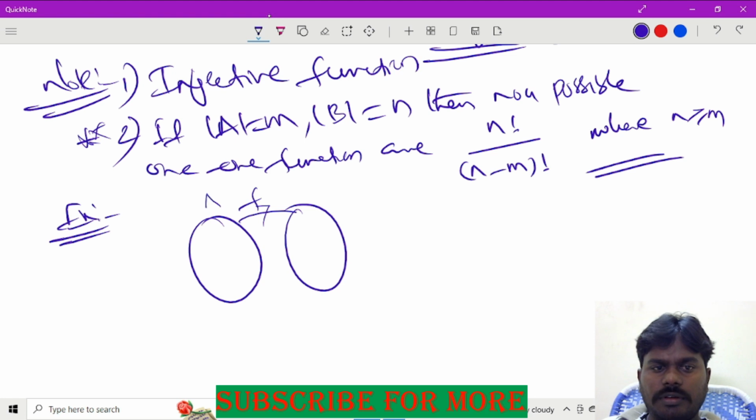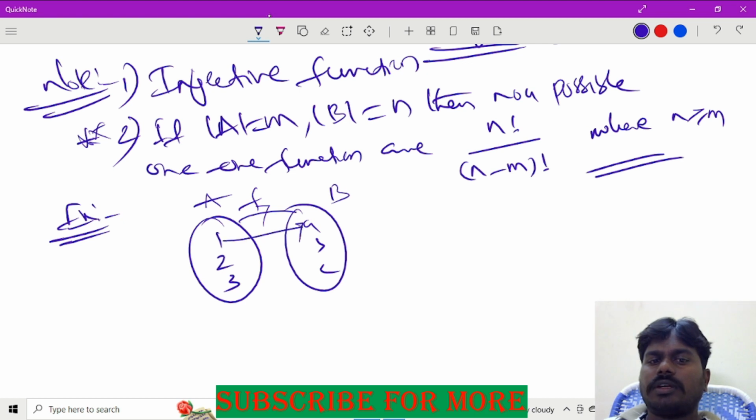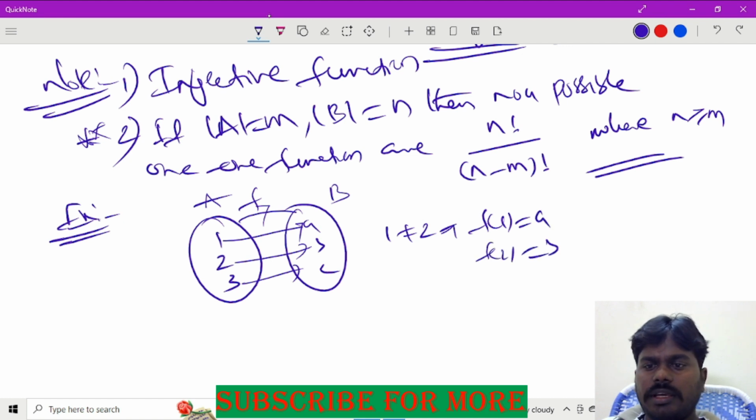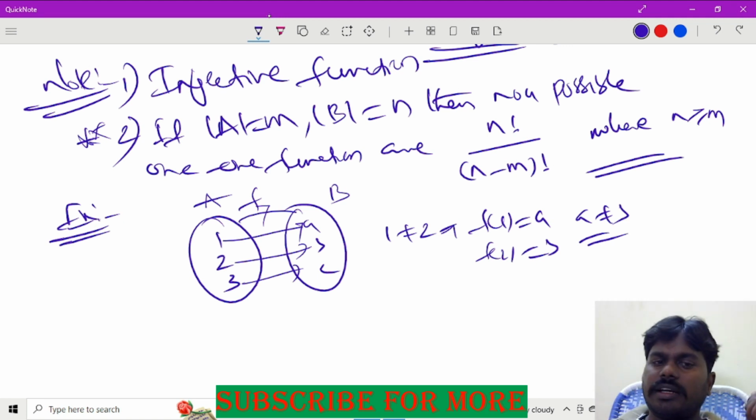Here f maps from A to B, with 1, 2, 3 in A and a, b, c in B. I am mapping 1 to a, 2 to b, and 3 to c. Distinct elements, 1, 2, and 3, have distinct images. Here f of 1 is equal to a, and f of 2 is equal to b, and a is not equal to b. So you can easily understand that different elements of A have distinct images. This is the example for a one-one function or injective function.